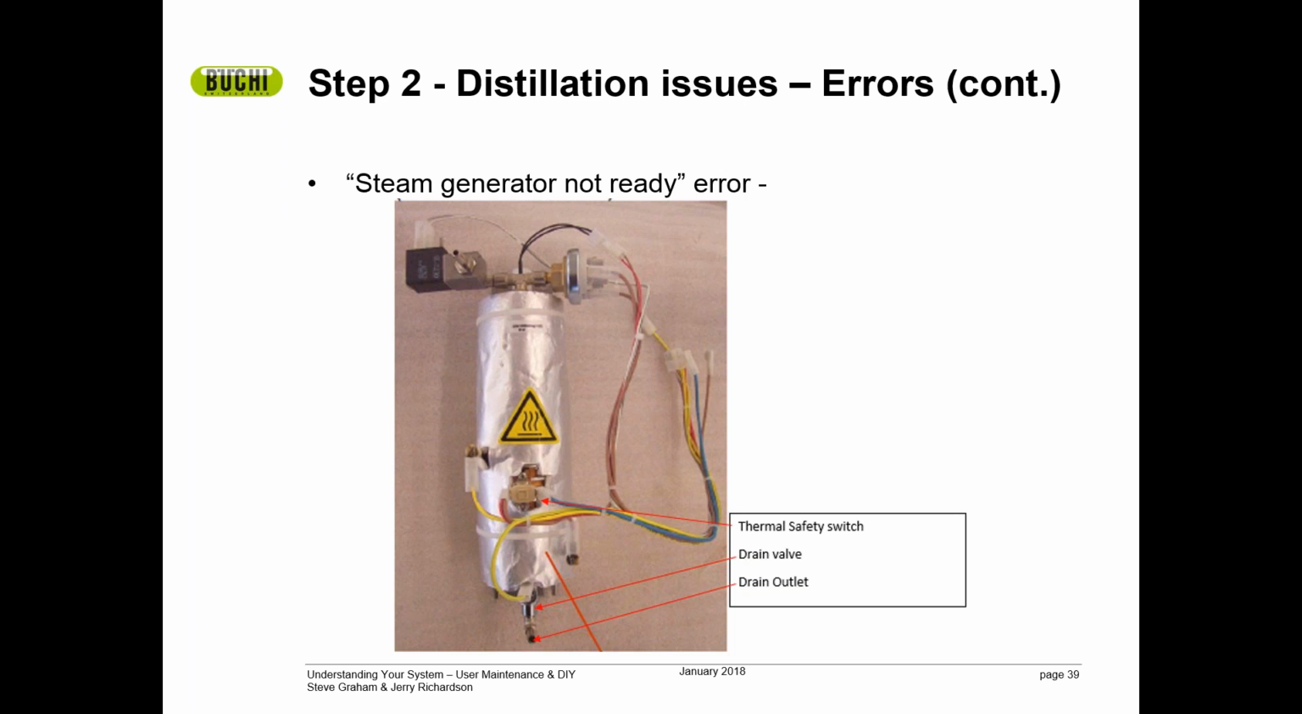Anyway, one of the diagnostics is to connect a tube to the drain outlet, as indicated on the image with a red arrow. Open the drain valve and put the other end of the tube in a beaker. What you should see is about 300 milliliters of water drained out of the steam generator. If it does not, then there's a problem with the water going into the steam generator.